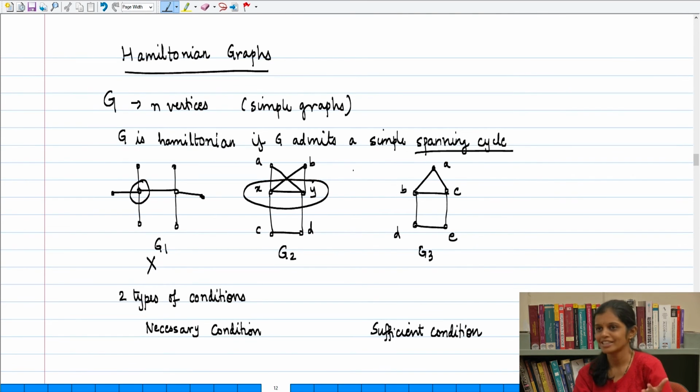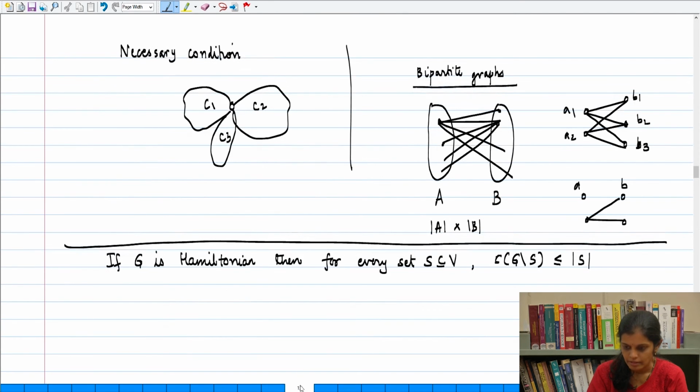But we haven't proved that this condition indeed is necessary. That is what we are going to do. And of course, you also see that this condition is not quite efficiently checkable. I mean, does the graph satisfy this condition? If you want to check this and say yes, it satisfies this necessary condition, you will have to go over all possible subsets.